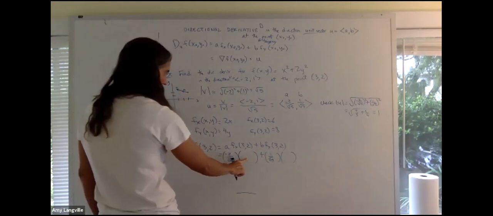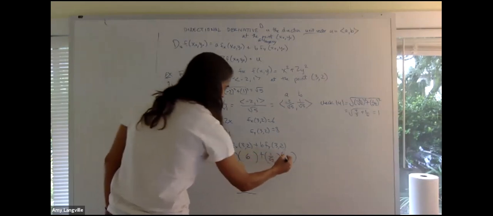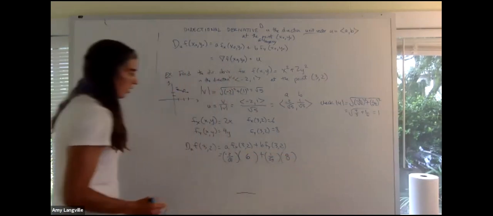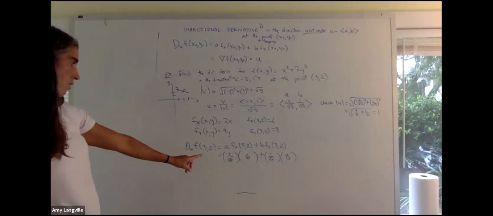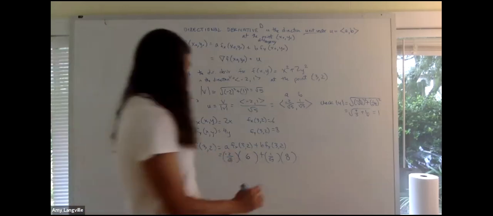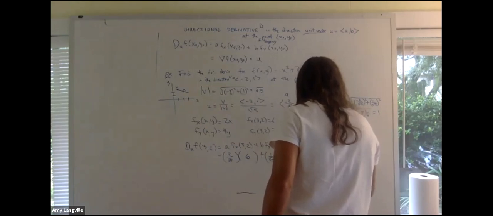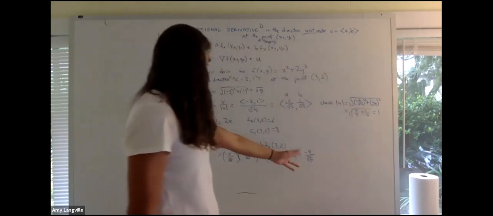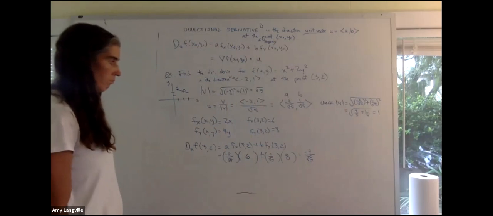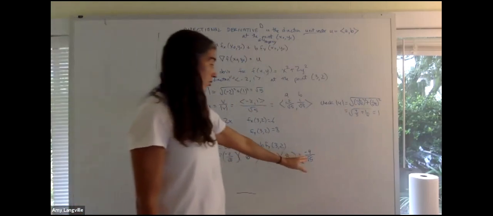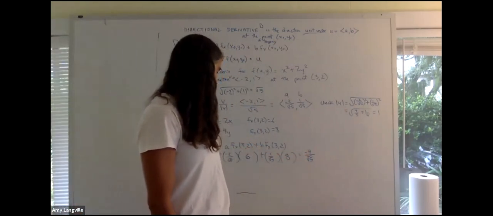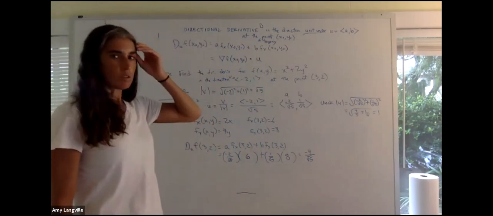Then my f sub x at 3, 2 was 6. My f sub y was 8. A little bit of arithmetic. We'll have what? Minus 12 plus 8 is minus 4 over square root of 5. What is that? About, looks like maybe about 1, right? All right, no, about 2, roughly about minus 2. So we're going to go down in z units about 2.